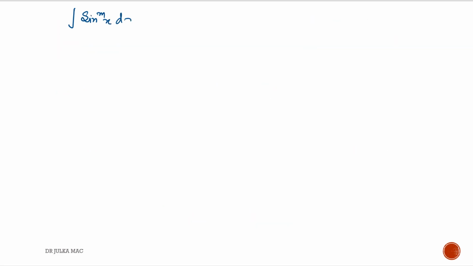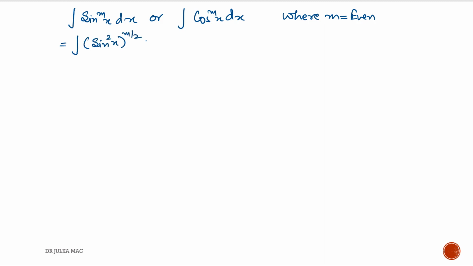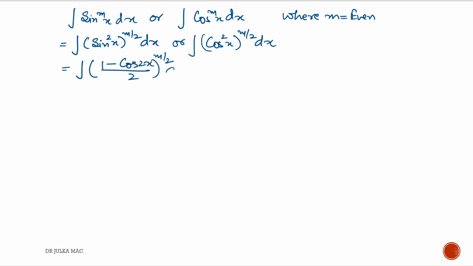Next point. Whenever we have sine raised to power m x or cos raised to power m x, where m is even power. So here we talk about even power of sine and cos. First we say it is sine square x whole raised to power m by 2, or cos square x whole raised to power m by 2. Now replace sine square x by 1 minus cos 2x upon 2 and cos square x by 1 plus cos 2x upon 2. First we expand this and then solve.